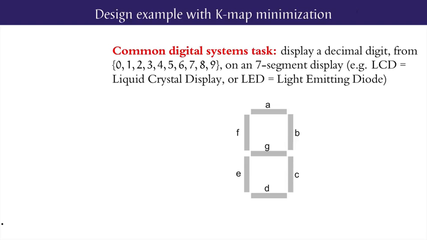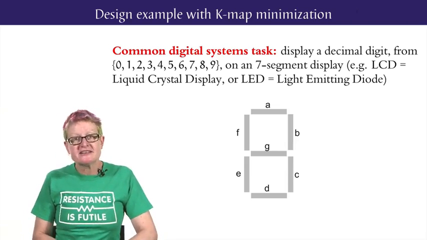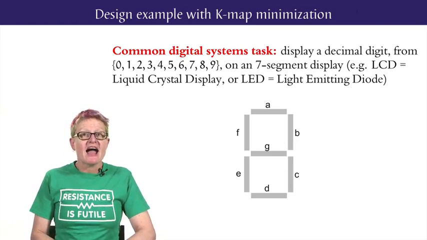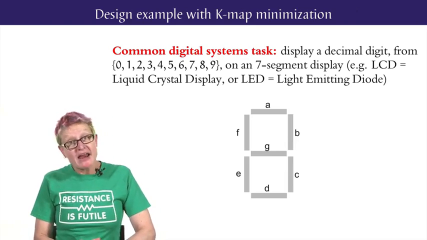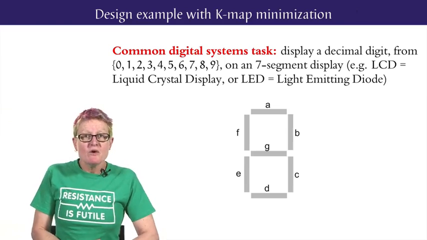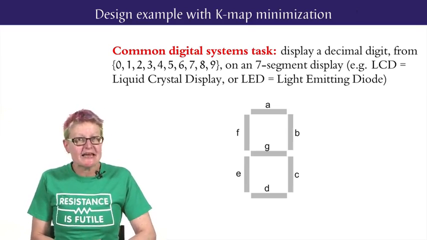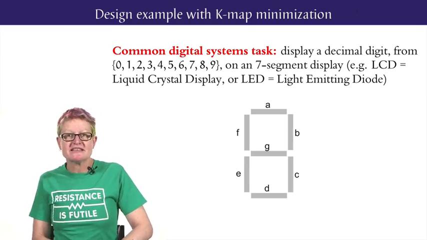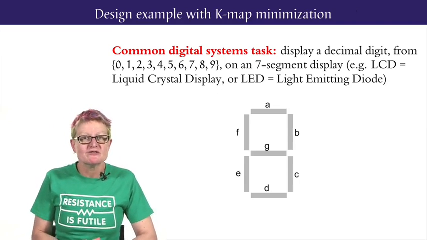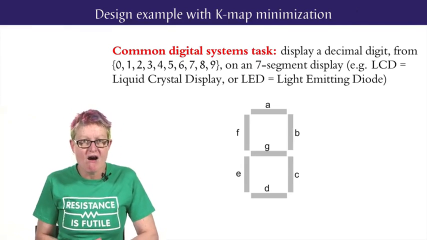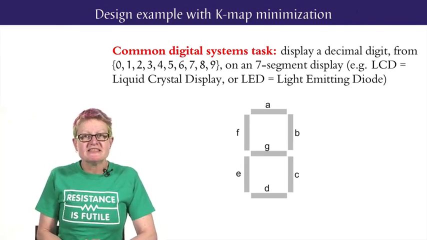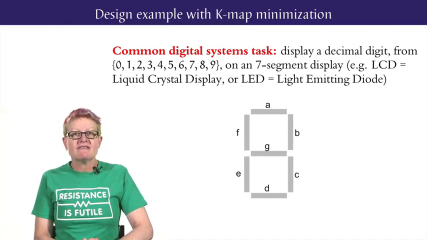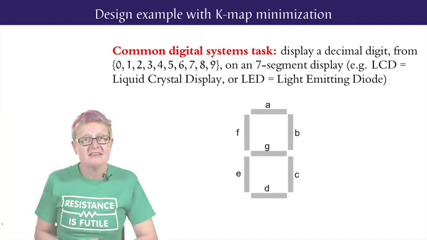So, we'll finish off this lesson by gaining more practice with K-maps via a decoder or display system. We want to display on a 7-segment device any one of the decimal digits 0, 1, 2, 3 and so on up to 9. These sorts of 7-segment displays are usually made of LCDs or LEDs.